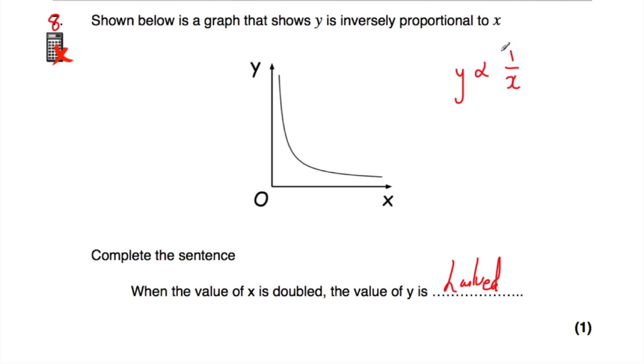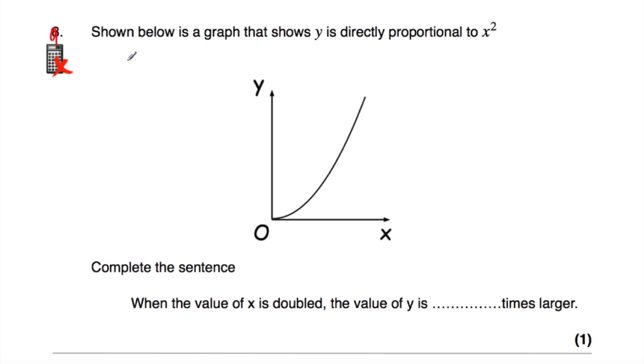And actually, if you think about it in terms of this relationship, if you've got 1 divided by a number, and you double the number that you're dividing by, so instead of doing 1 divided by 2, which is 0.5, you do 1 divided by 4, that's 0.25. So you're halving your answer. So if you double the value of x, you're going to be halving your answer. So y is going to be halved. Okay, so let's have a look at our next question, question number 9.